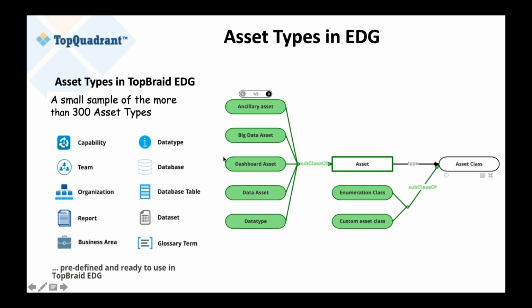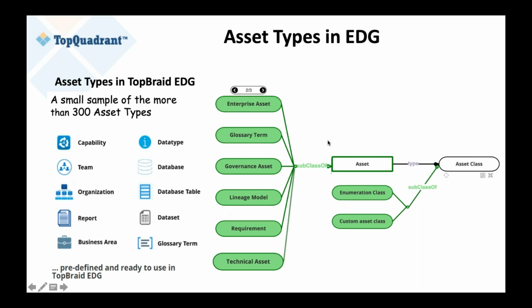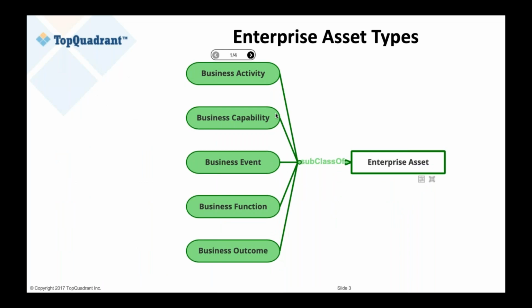And here is a diagram that shows you the key asset types in TopBraid EDG, those that are direct subclasses of the class asset. And here are some more. Now, if we zoom into one of them, let's say enterprise asset, we'll see even more subclasses or subtypes.